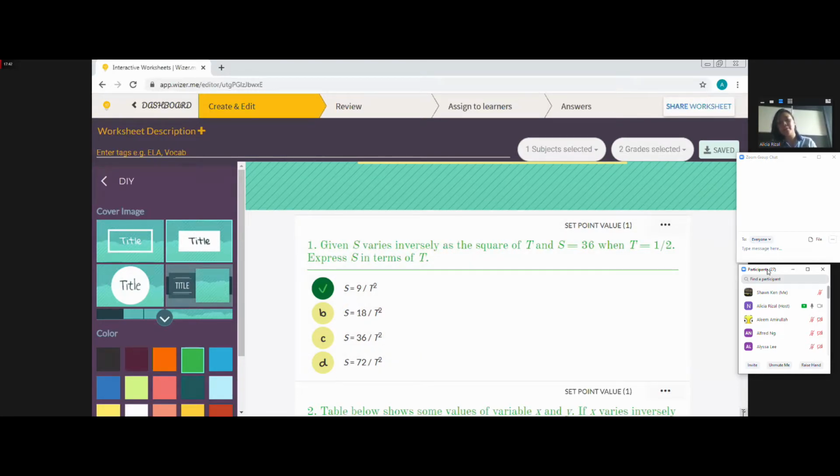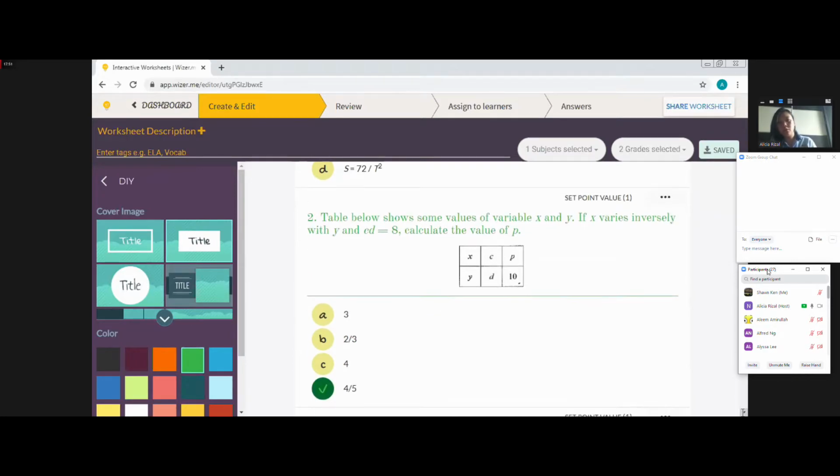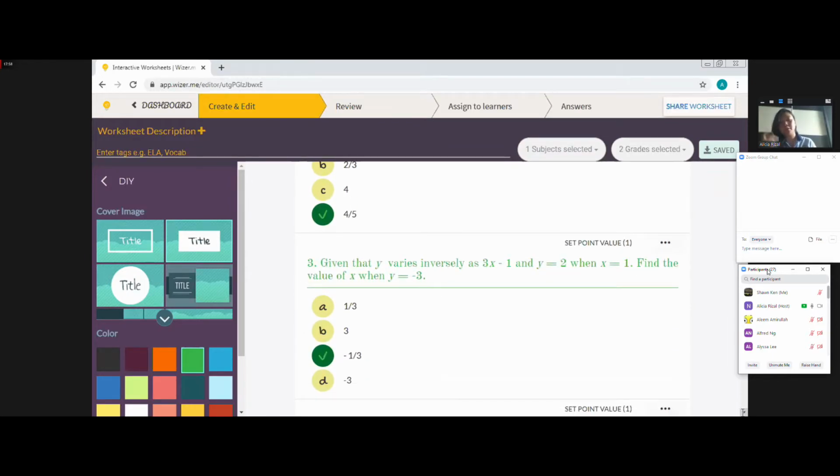Okay, number 1. This is your answer. 1 is A. Number 2, the answer is D. All these are 1 mark. Your objective is only 1 mark.